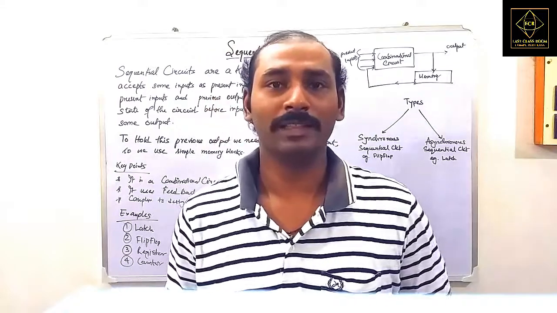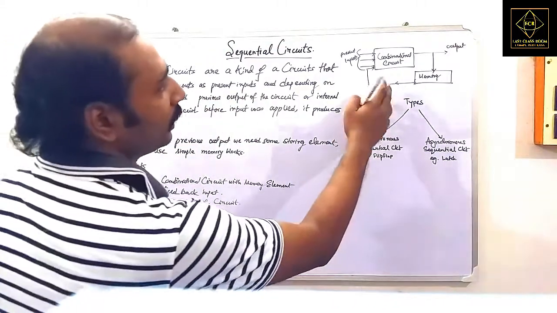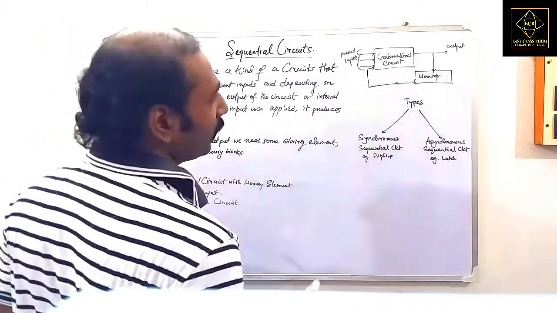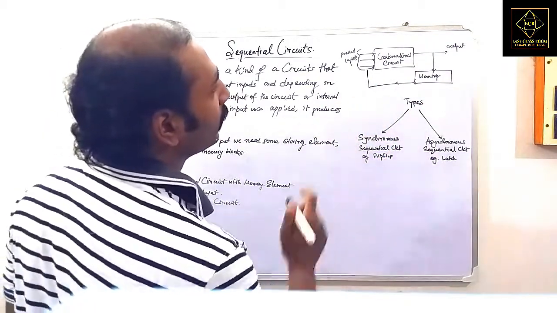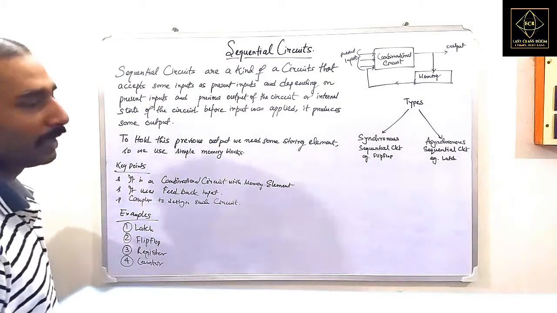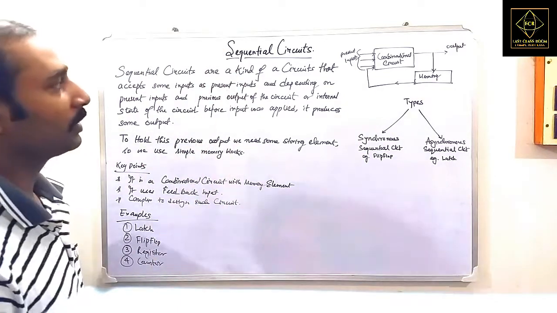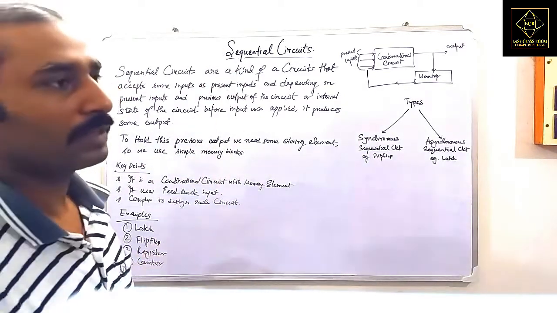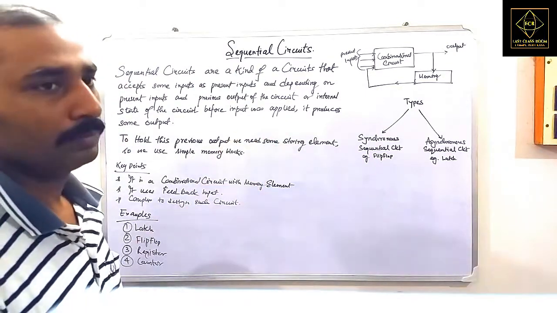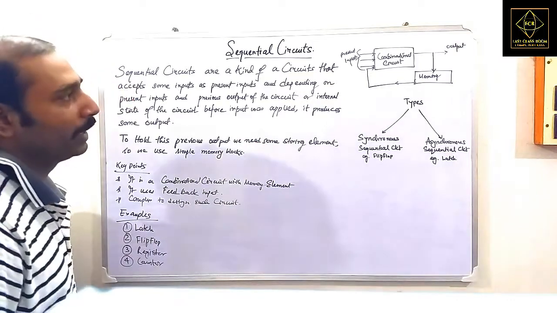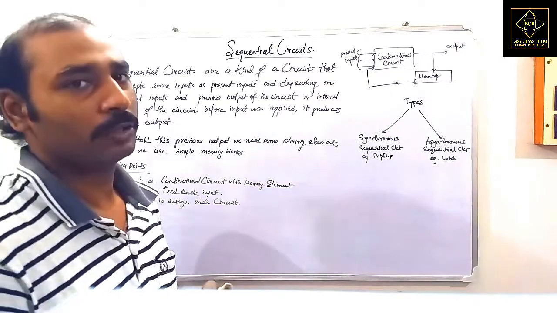So let's get started. Here it is, as we mentioned, a combinational circuit, and we are adding a memory element to it to get this sequential circuit. Now, how is it a combinational circuit? Because in the combinational circuit definition that we have learned, it depends only on the present input.